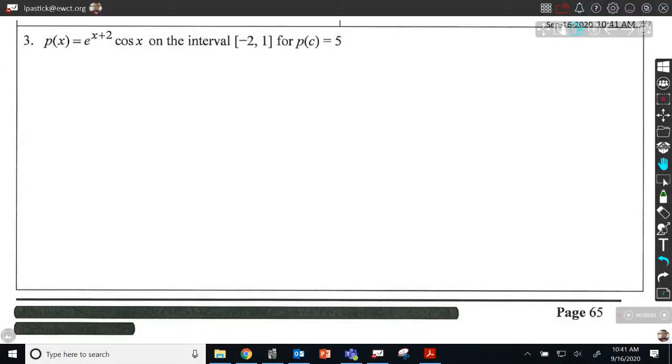What's happening, everybody? Back again here with another calculus video, and in this video we're going to discuss some applications of the intermediate value theorem. First thing we got to do is determine the two conditions in order for the intermediate value theorem to apply.